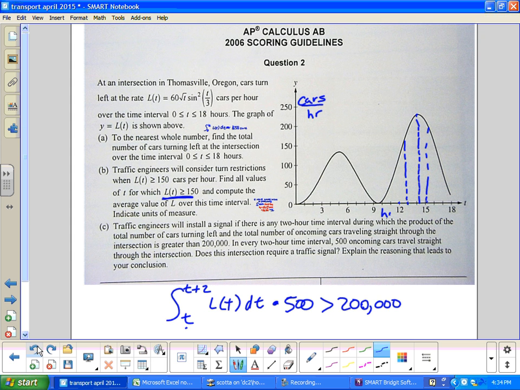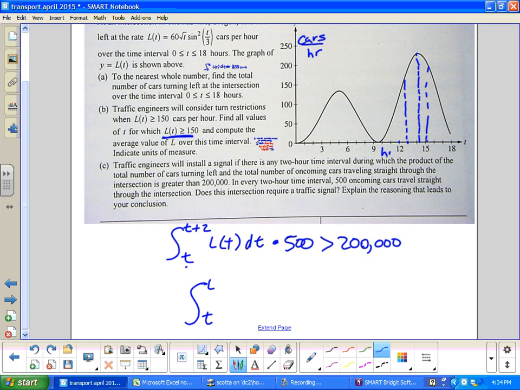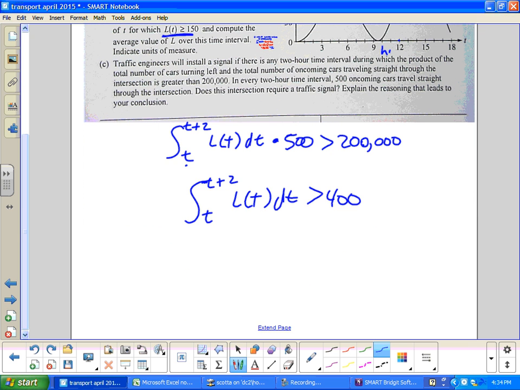So I'm going back. I'm over a 2-hour period. I'm looking for anywhere where the integral of L(t) is greater than 400 over a 2-hour period. So I look over at 200, and yeah, there's going to be a spot right up here. There is going to be a spot. So now the question becomes, how do I prove that? A couple ways. I bet you could talk about L(t) having to be greater than 200 for a couple of the hours. I think that would work.